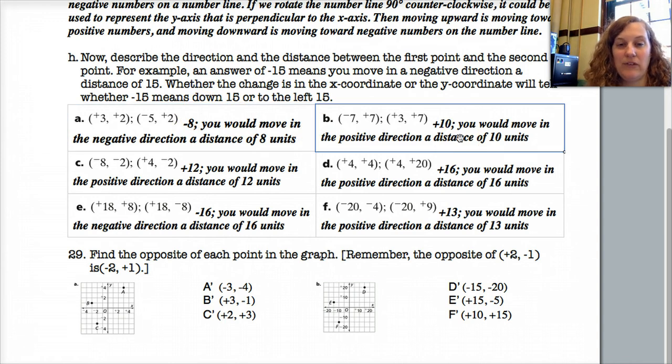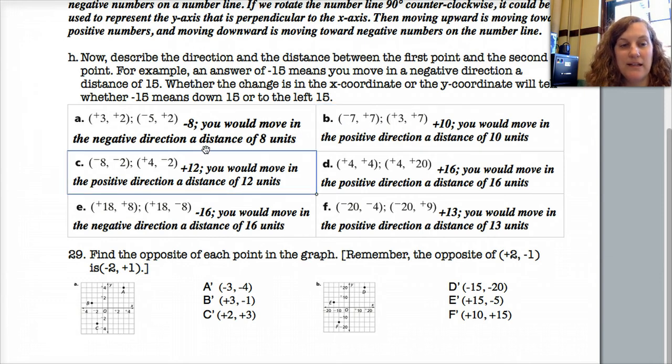B, negative 7, positive 7, over 7, up 7, to positive 3, positive 7. So now I'm going to the right. I'm going from negative 7 to positive 3. Negative 7 to 0 is 7. 0 to 3 is 3. So I'm going positive 10. Negative 8, negative 2, I'm going to the left 8, down 2, so that's the third quadrant, going to positive 4, negative 2. So I'm going to the right, and I'm going from negative 8 to positive 4. So on the number line, the distance from negative 8 to positive 4 is 12, and because I'm going right, it's positive 12.